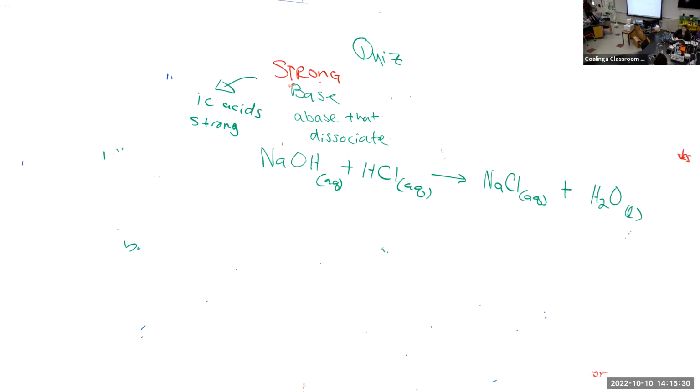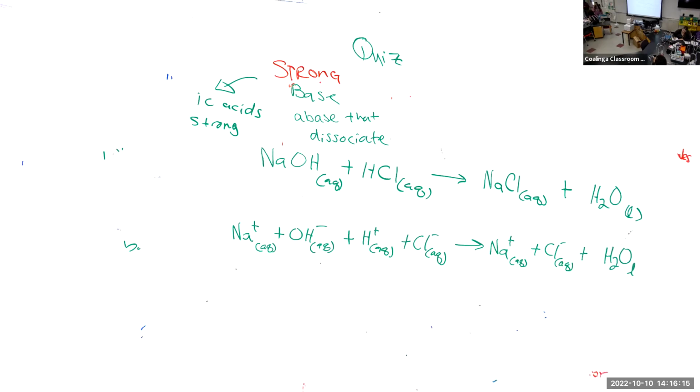Okay. So then if we did the total ionic equation on this, it would be plus, plus, the yield, plus, the minus, and H2O. Okay.